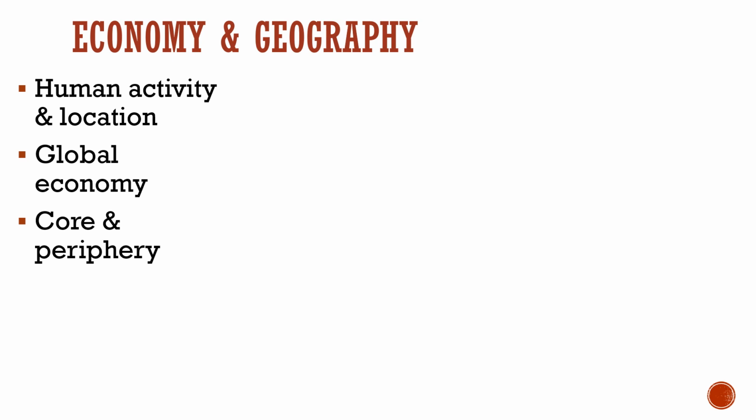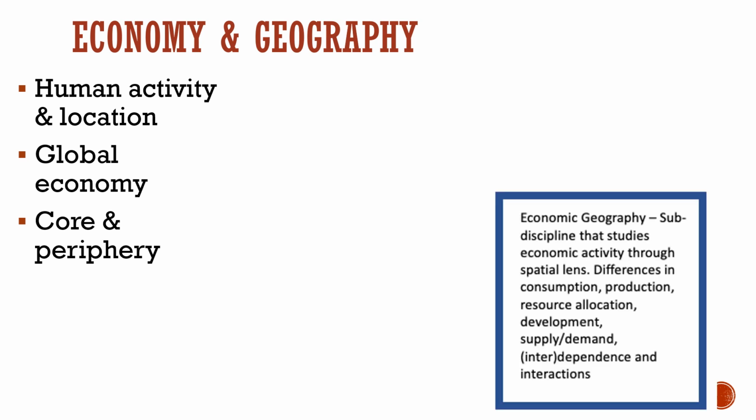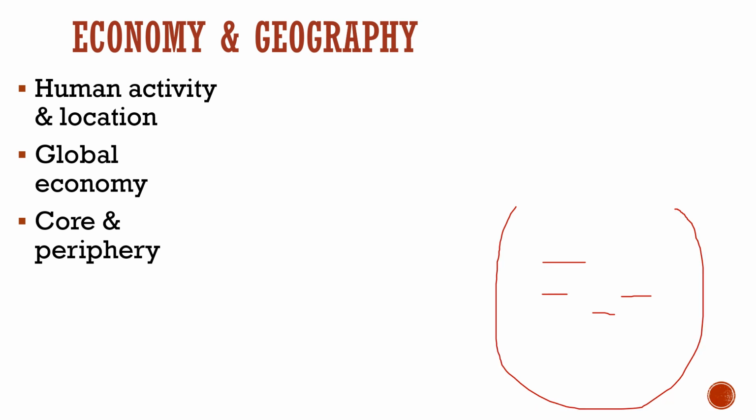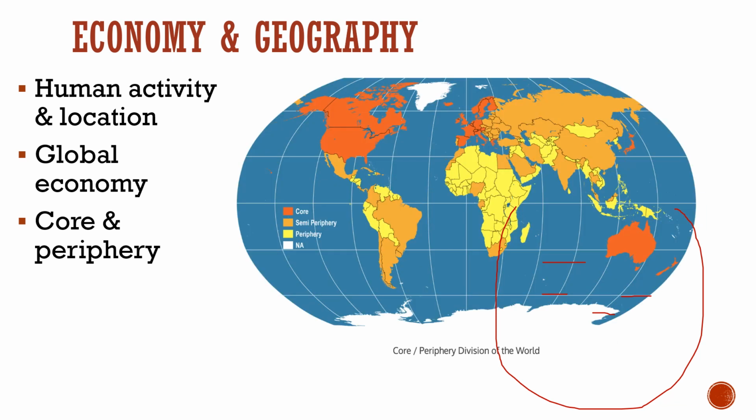So looking at the economy and geography. So economic geography, again, another subdiscipline here. This is looking at studies of economic activity through the spatial lens, so differences in resources that are consumed, where they're produced, how they're allocated, to looking at, is it a communist, is it more a market-based economy? So supply and demand, that type of thing. So all of that makes up our geographic or economic geography. So this is kind of showing our map here.